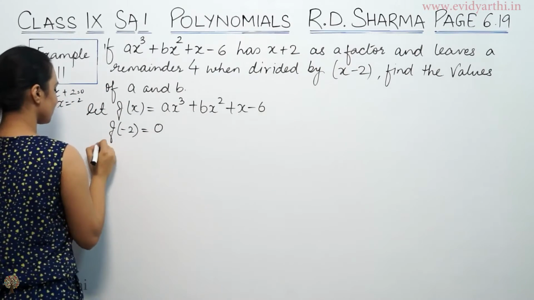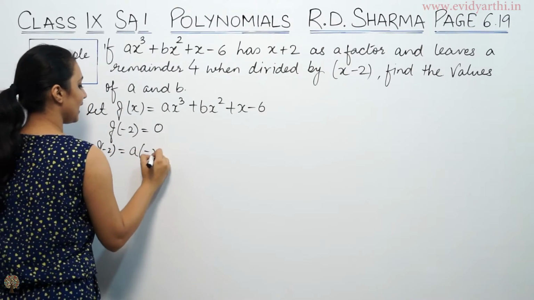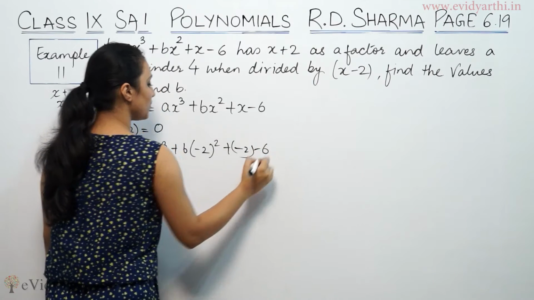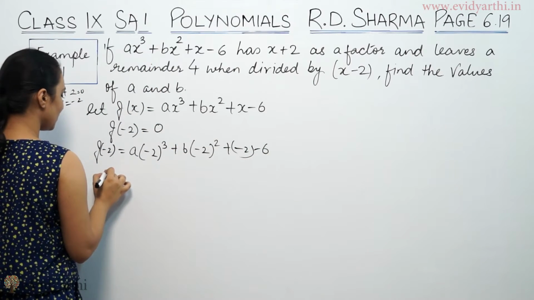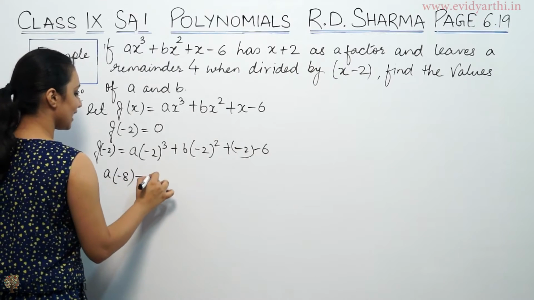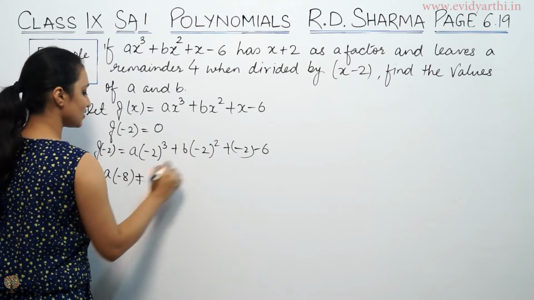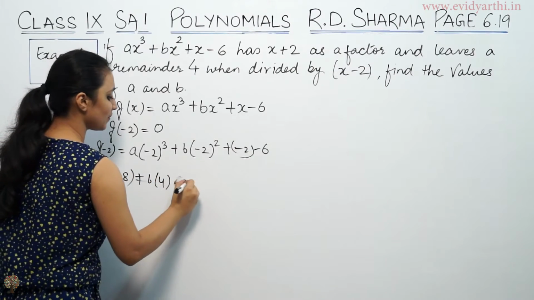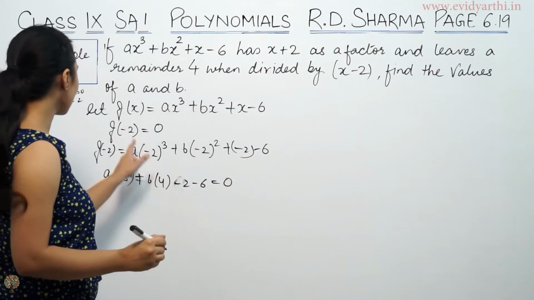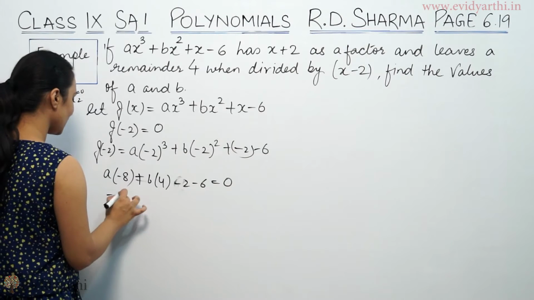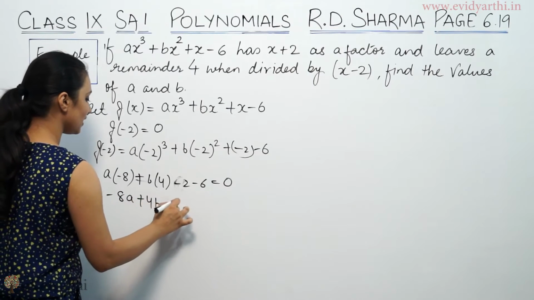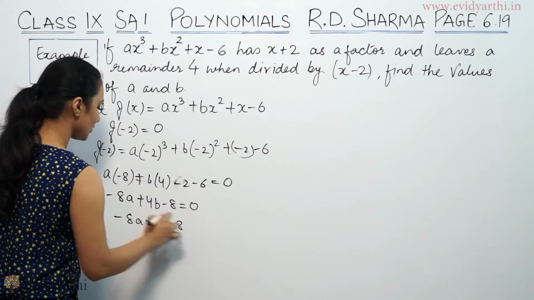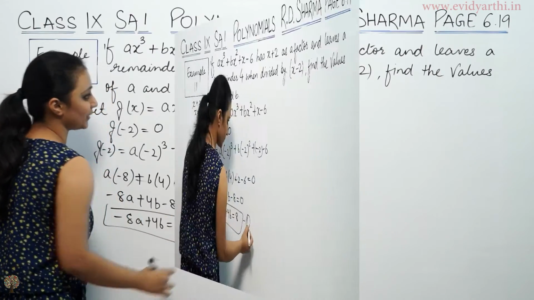So यहाँ पर f of minus 2 put करने पर a into minus 2 का cube, b into minus 2 का square, minus 2 minus 6. So this will be a, minus 2 का cube is minus 8, plus b, minus 2 का square is 4, plus minus 2 minus 6. This should be equal to 0 because हमने कहा है f of minus 2 डालने पर is 0. So this is minus 8a plus 4b minus 8 equals 0. So minus 8a plus 4b is equal to 8. ये आपके पास आ गई equation 1.